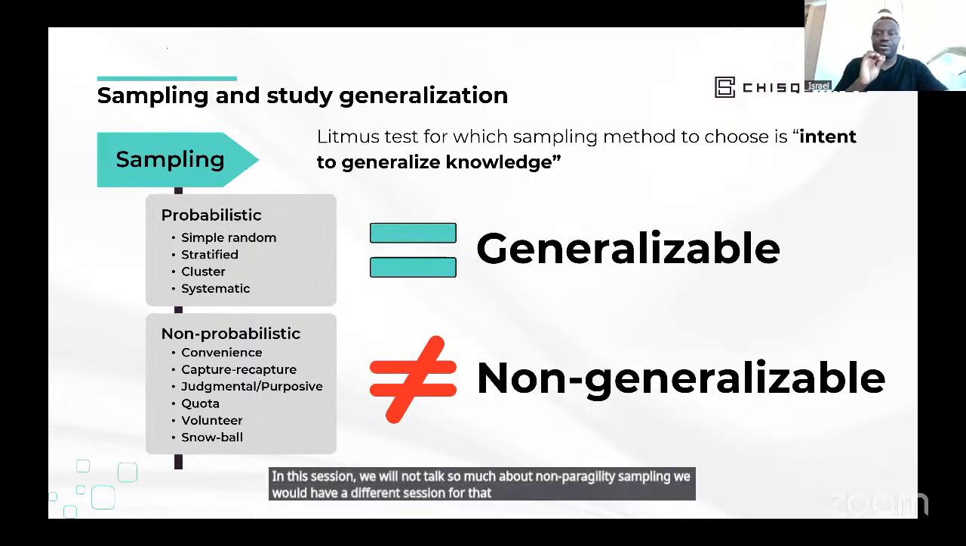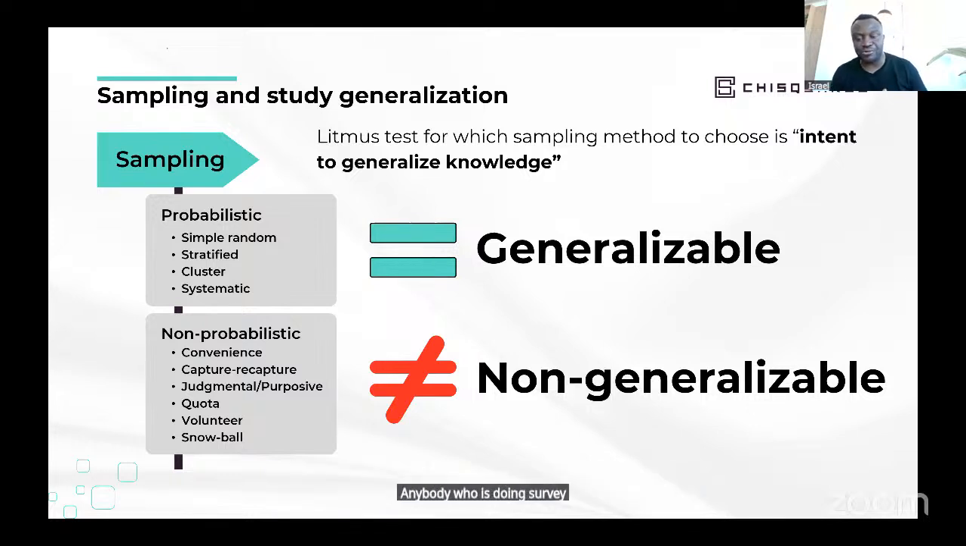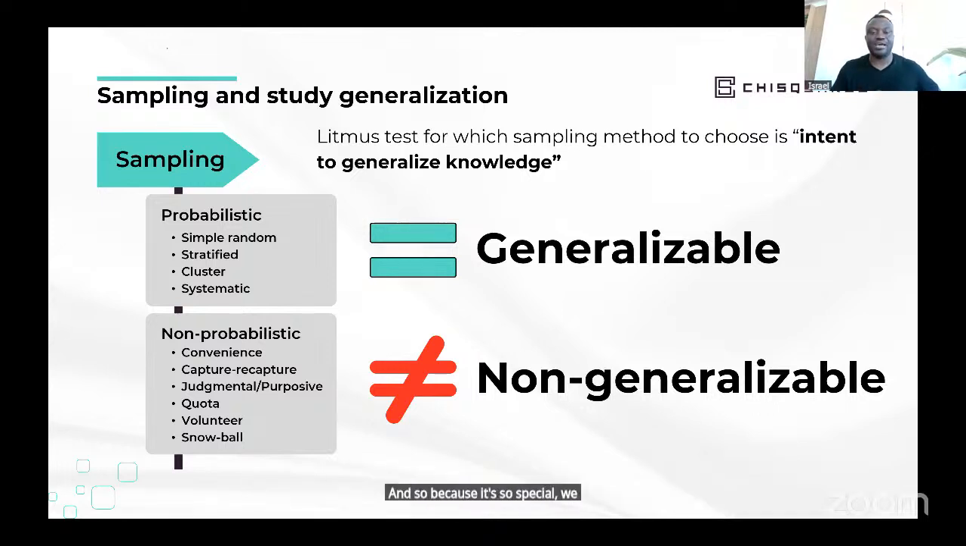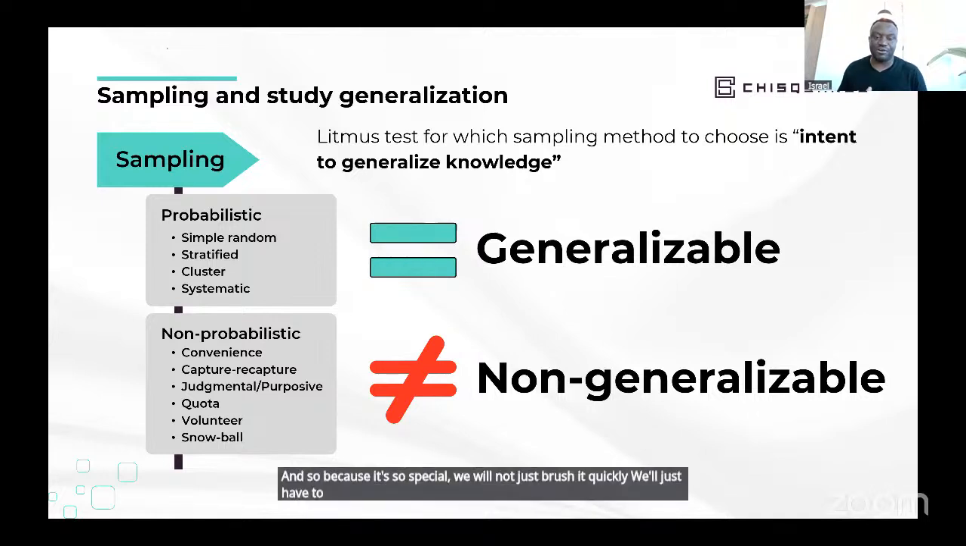But the reason why we need to have a very special session is because of this particular sampling technique called capture-recapture. It is an extremely, extremely important technique that anybody who is doing survey design needs to know and really needs to become an expert in. Because it's so special, we will not just brush it quickly. We will create a special session for non-probability sampling techniques as a different webinar entirely and cover them in detail with a special emphasis on capture-recapture.